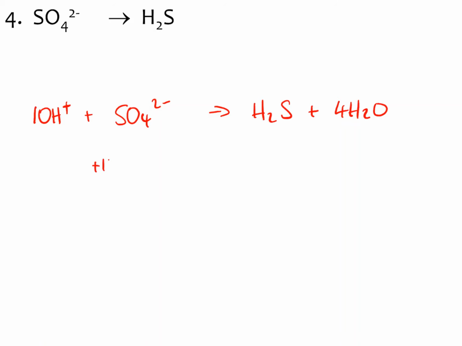Final thing, balance the charges. We have +10 minus 2 on the left and 0 on the right hand side, so that is +8 on the left overall. We need a -8, so it's 8 electrons on the left.